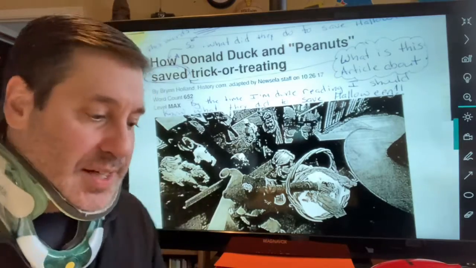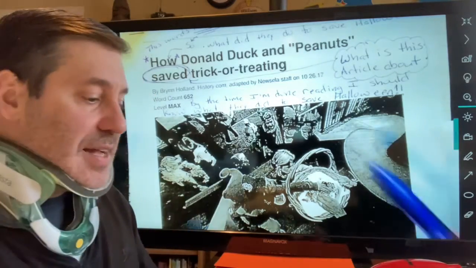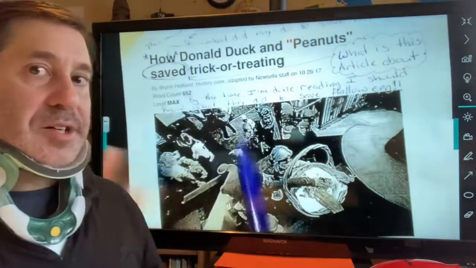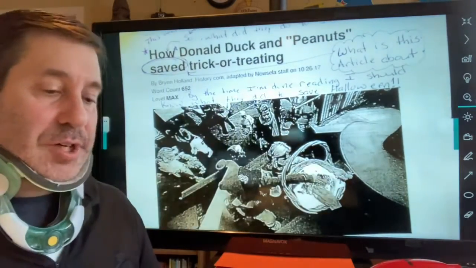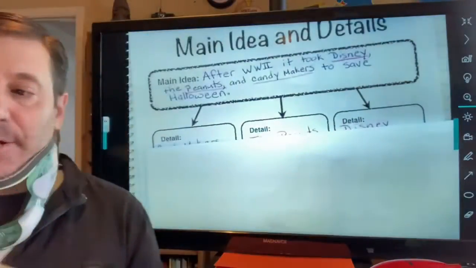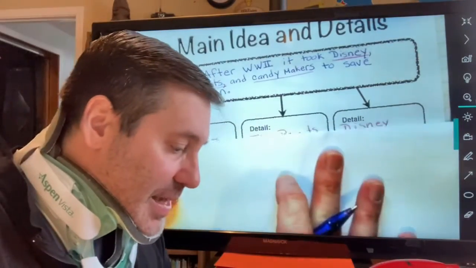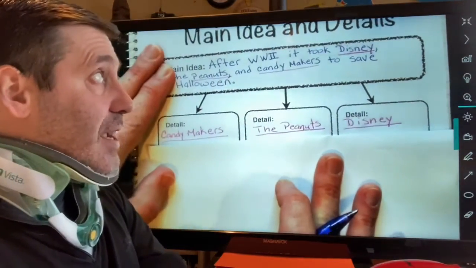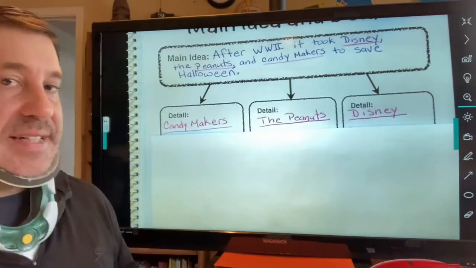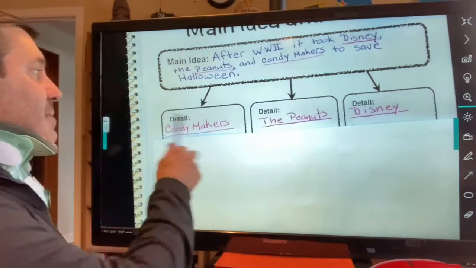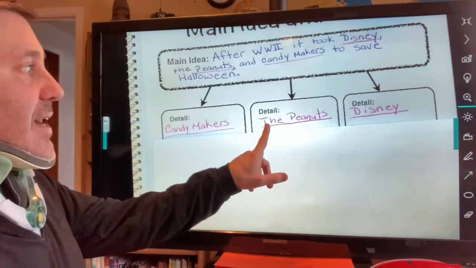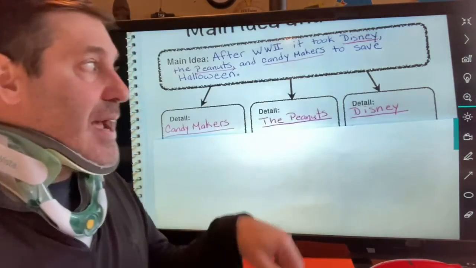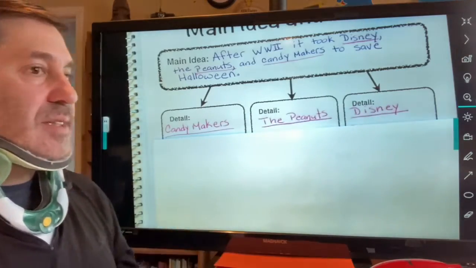Okay, so when you're thinking about what details you include, you have to think about, what is this article about? It is about how these things saved trick-or-treating. So in my graphic organizer, I begin with the understanding that I'm going to need a detail about the candy makers or the candy manufacturers. What did they do? I'm going to need a detail about the Peanuts. And I'm going to need a detail about Disney.